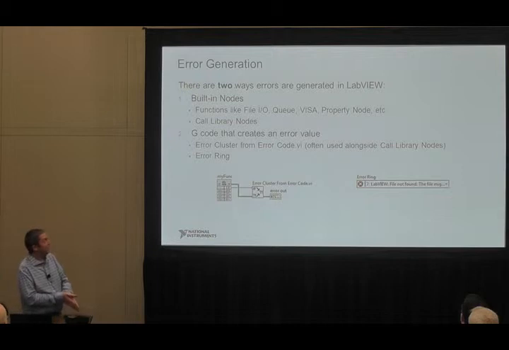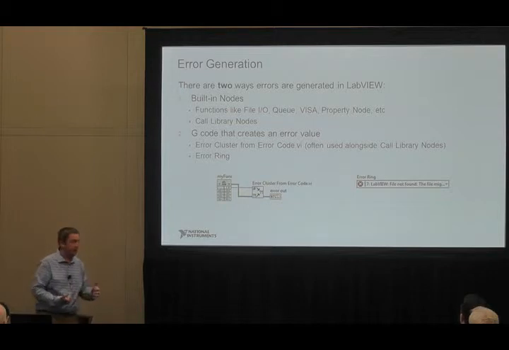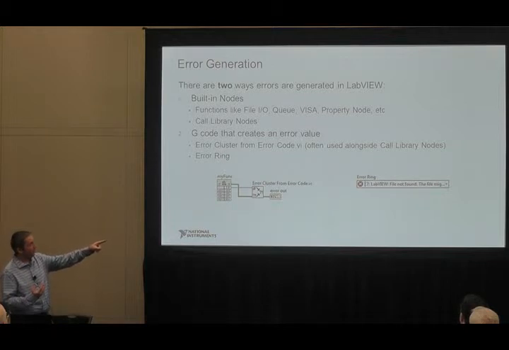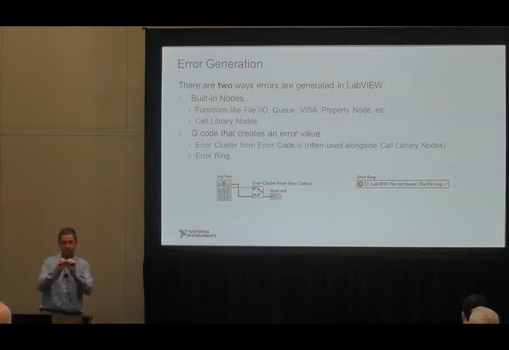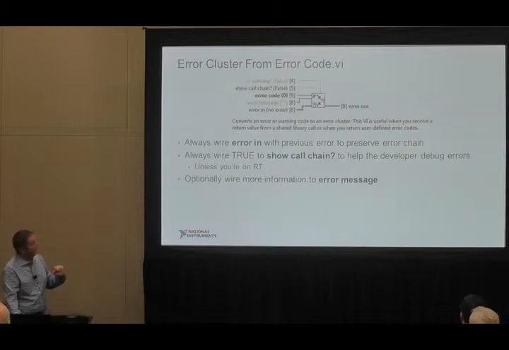The second way to generate an error is to actually have G code that you have written that generates an error value. The two most common ways that that is done is with the error cluster from error code VI and the error ring. So you as the author of this VI have decided that something has happened to where you need to generate an error cluster value on that block diagram. So error cluster from error code is very common.